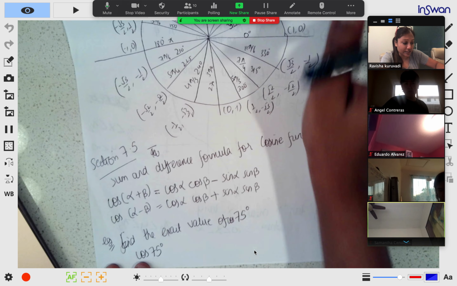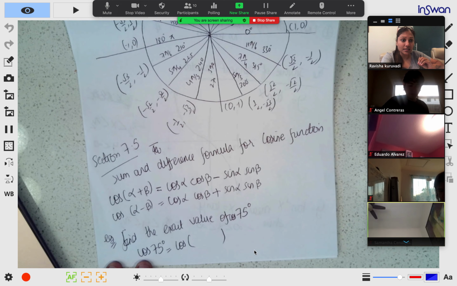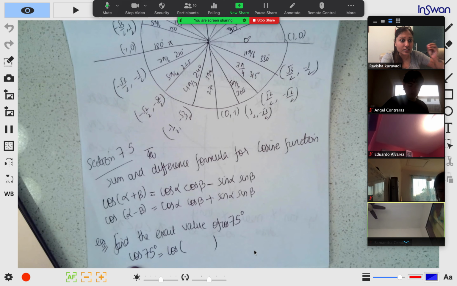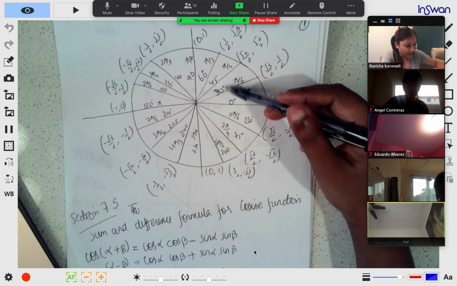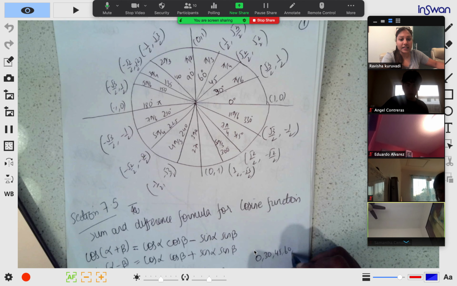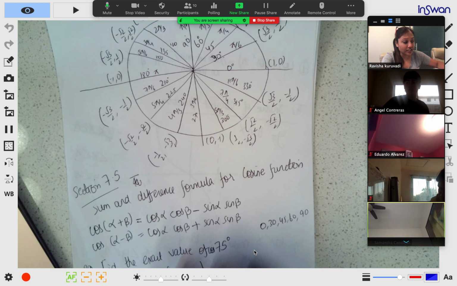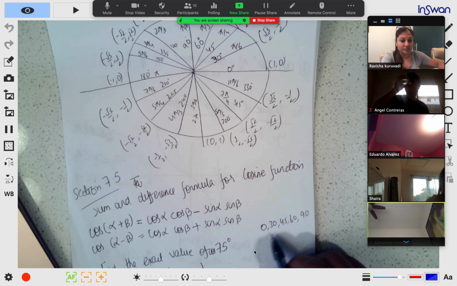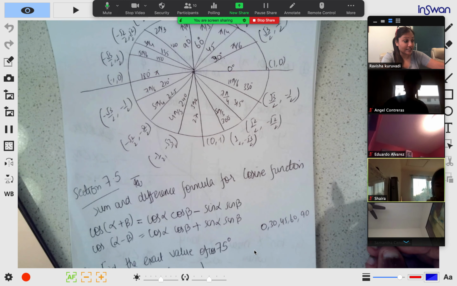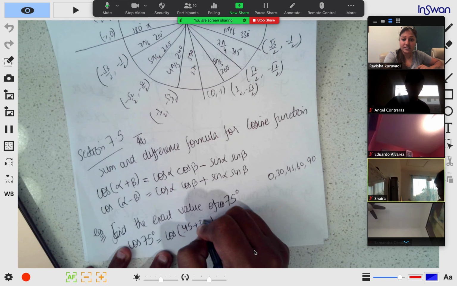How do I do it? Can I write 75 as something plus something or something minus something, and those two I already know? So I know what is 0, 30, 45, 60 and 90. Can anyone tell me a way to write 75 using these angles? 45 plus 30. Exactly, 45 plus 30. That's a good combination.